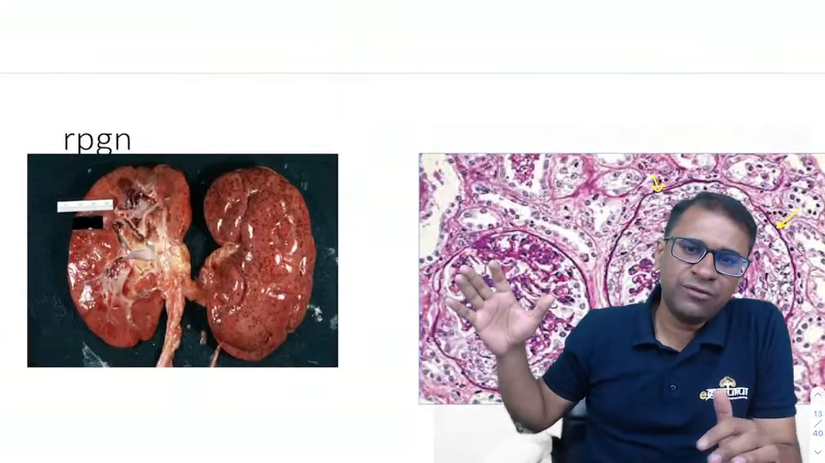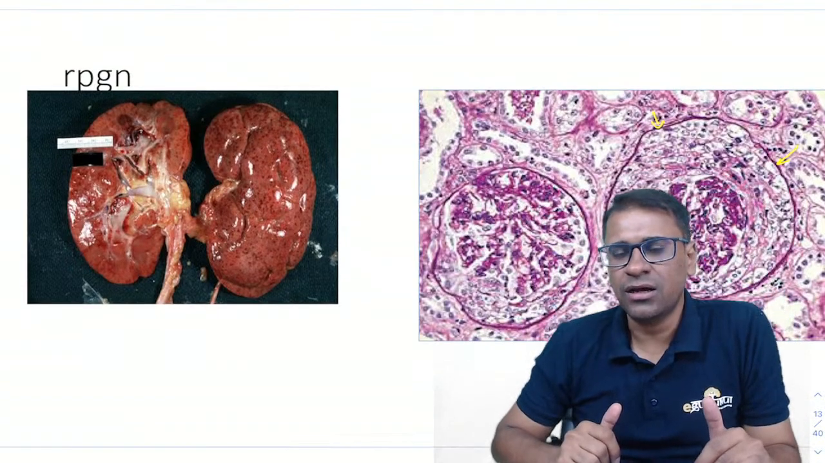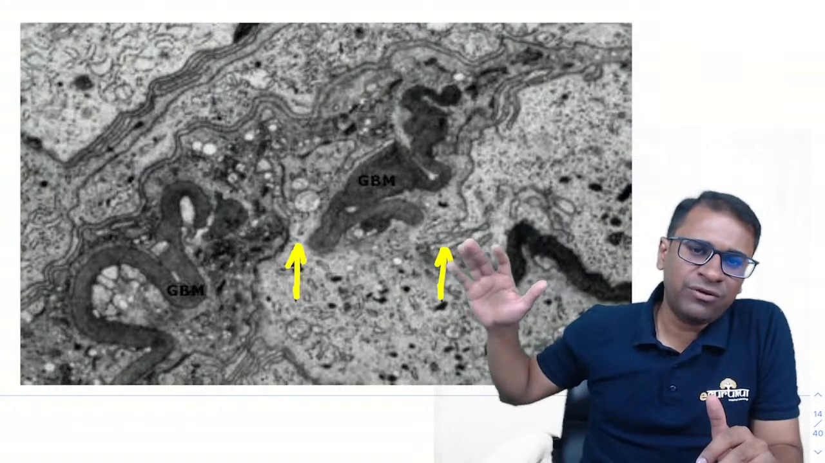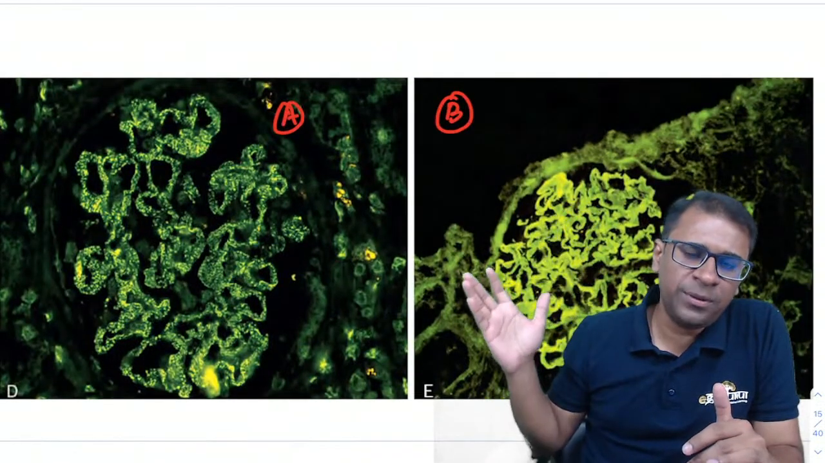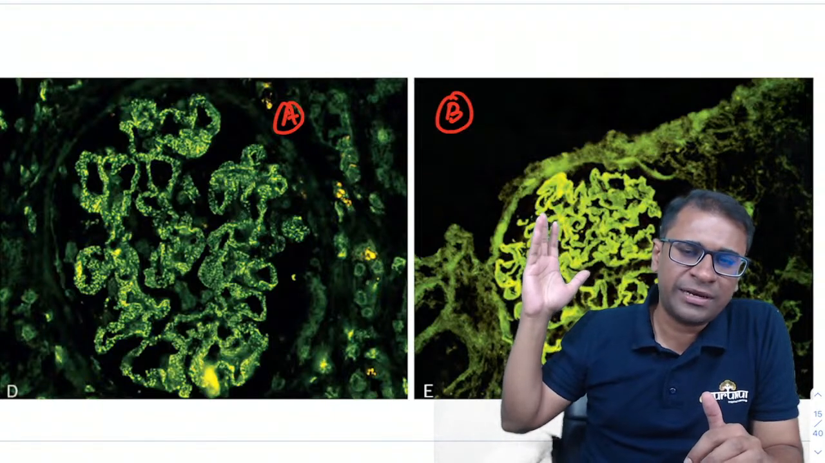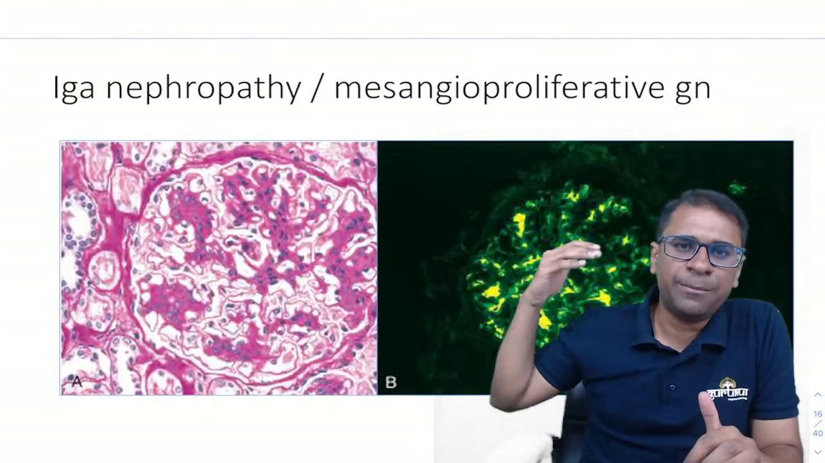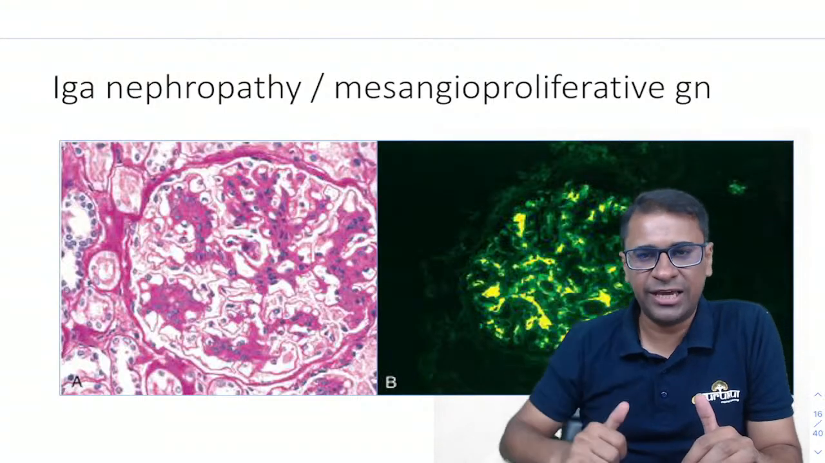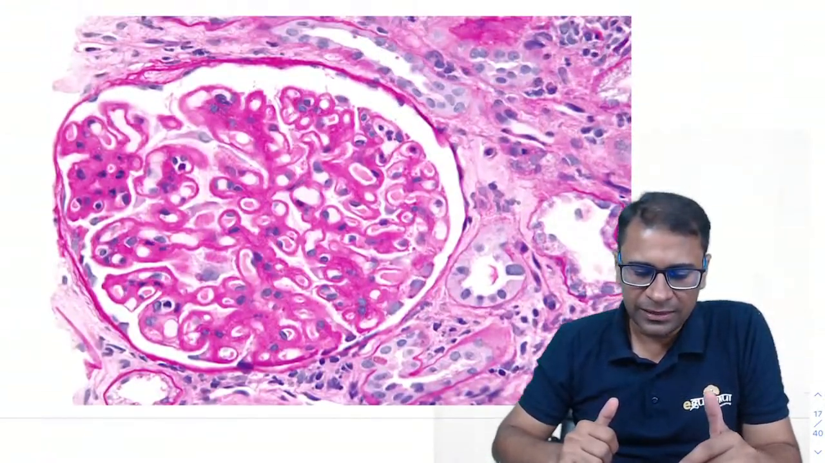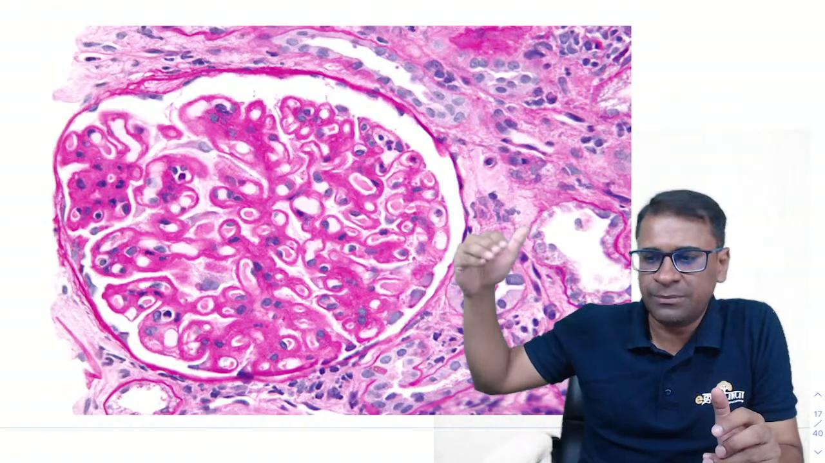In RPGN, we see crescents in the microscopy and flea-bitten kidney in the gross morphology. In EM, we see rupture of the GBM. In immunofluorescence microscopy, type 1 RPGN shows linear deposits and type 2 RPGN shows granular deposits. In IgA nephropathy, we see mesangial deposition, and those depositions are usually of IgA only. Then in membranous glomerulonephritis, you see diffuse GBM thickening.